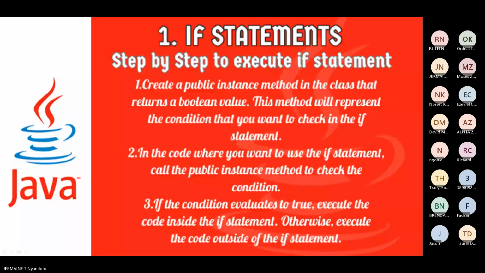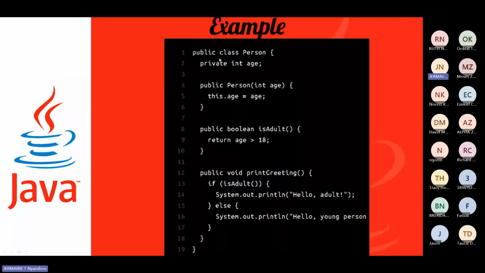So for the if statement, from this example we have the public class Person, and then we have the private int age. Private int age is a declaration. Public Person(int age), this.age equals age, like we mentioned in the last presentation. Public boolean isAdult, return age greater than 18. Public void printGreeting: if isAdult, System.out.print hello adult, else System.out.print hello young person.